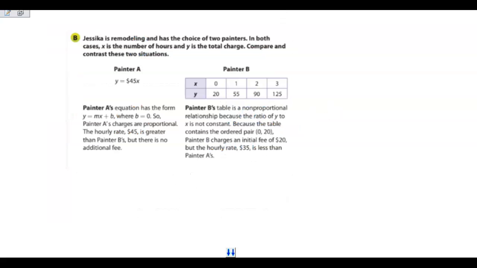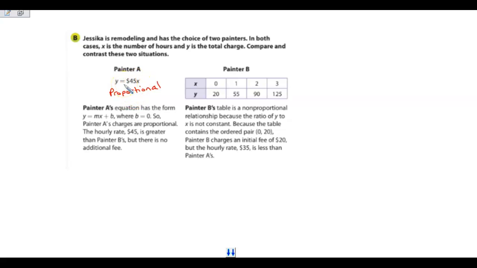Let's take a look at part B. It says Jessica is remodeling and has a choice of 2 painters. In both cases, X is the number of hours and Y is the total charge. Compare and contrast these two situations. Well, when I look at painter A, I see that if I were to write it in slope-intercept form, what would my y-intercept be? You're right, 0. And because it's at 0, then this is proportional. So what this means is that she's only going to have to pay $45 per hour.